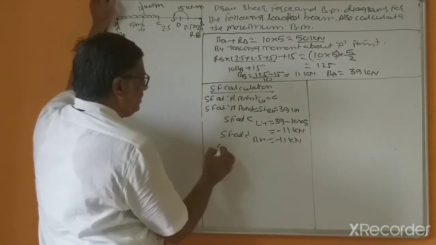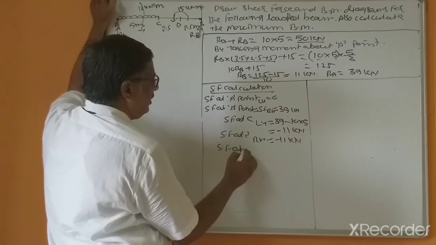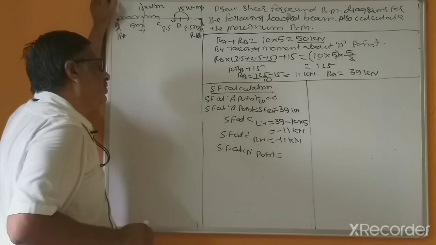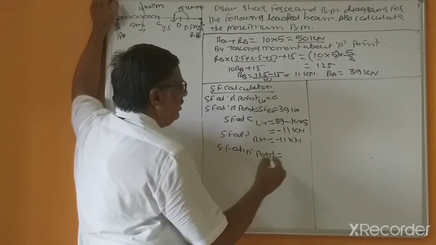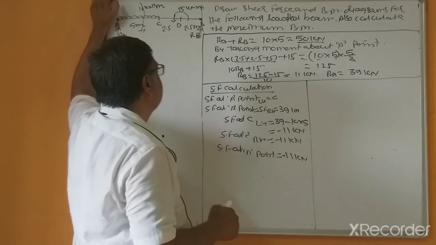Shear force at D point. Directly you can write only D point because there are no point loads, so again you will get the same, minus 11 kilonewton.